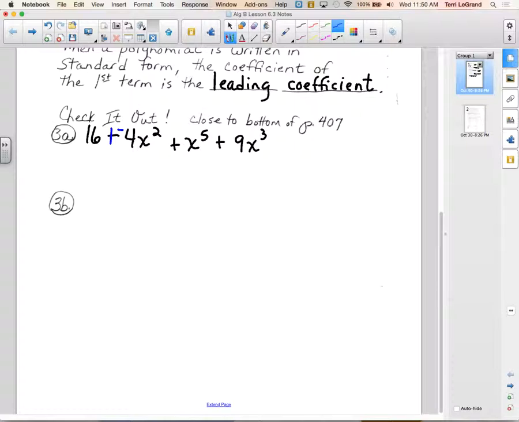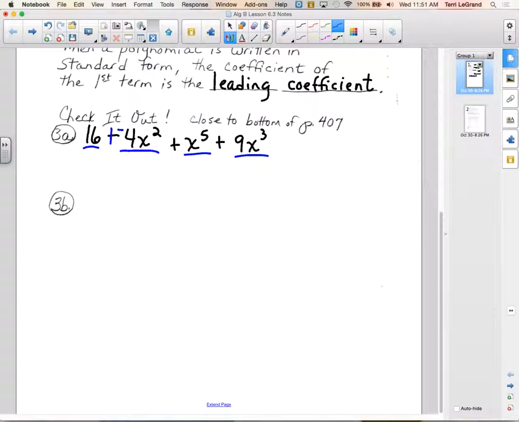How many monomials are making up this polynomial, by the way? 3? Is 16 a monomial? Yes. Yeah, it's a number. Is negative 4x squared a monomial? Yeah, it's a product of a number and a variable. Is x to the 5th a monomial? Yeah, it's a variable. Is 9x cubed a monomial? Yeah. Okay, so how many monomials are there? 4. So we have a 4-term polynomial. It's made up of 4 monomials.